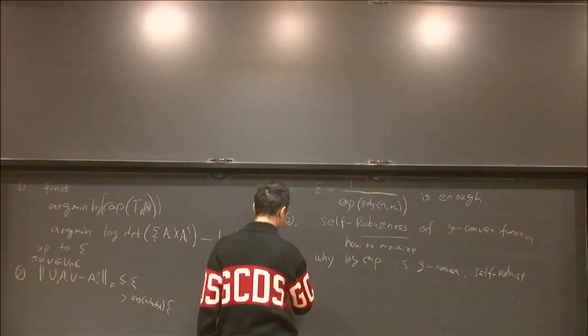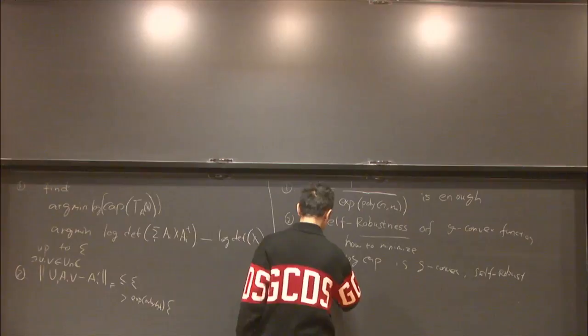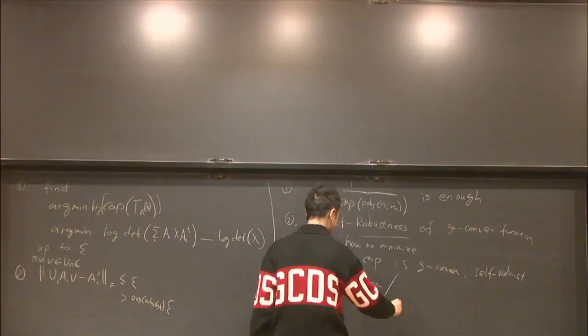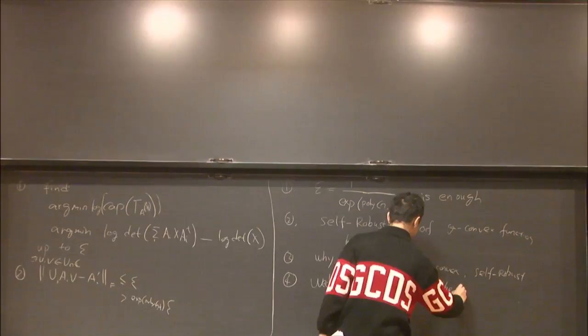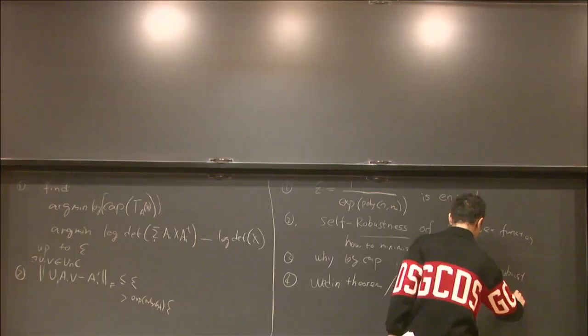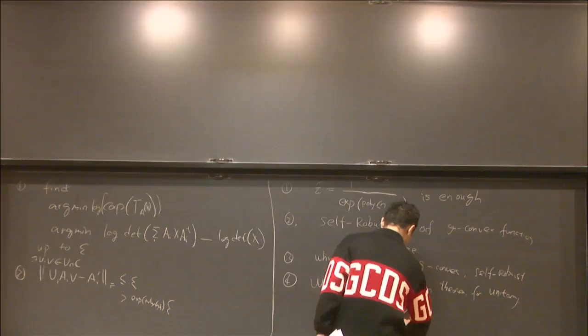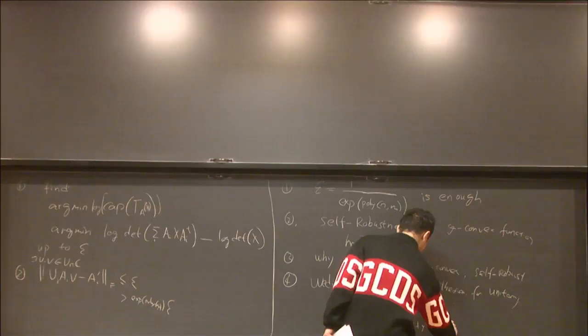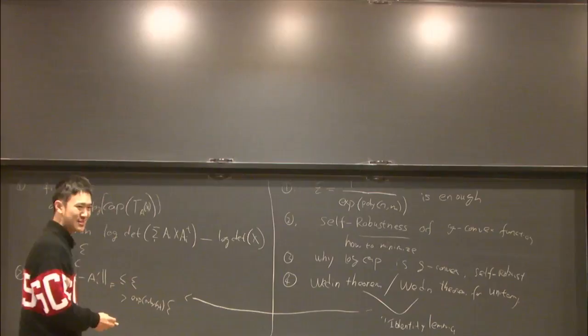And then I will show the Wedderburn theorem, and the Wedderburn theorem for unitary. And also combining these two together, I will show the so-called identity theorem, or identity lemma, and they are going to be used in solving the unitary equivalence problem. Okay, so this is the plan for today.